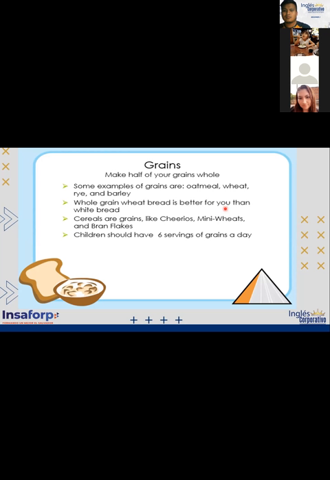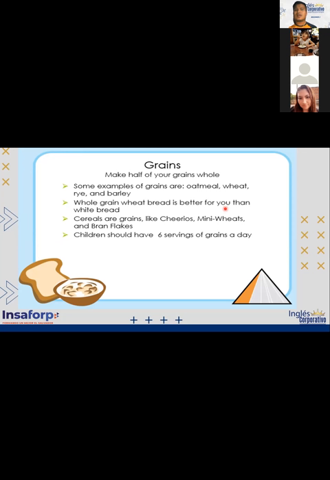Grains, make out of your grains. Some examples of grains are oatmeal, wheat, rye, and barley. Whole grain wheat bread is better for you than white bread. Cereals are grains like cheerios, mini wheats, and bran flakes. Children should have 6 servings of grains a day.